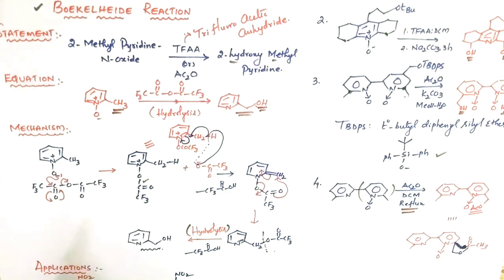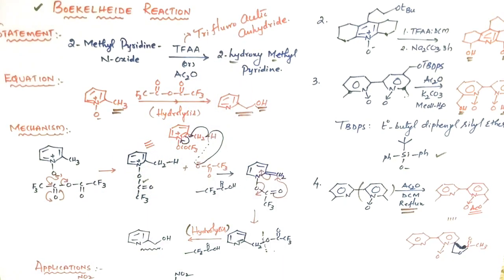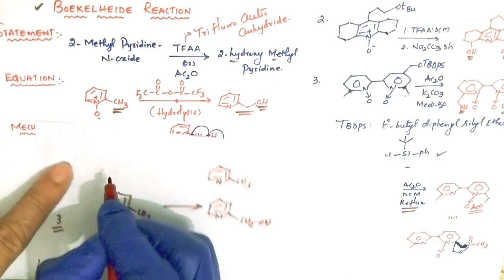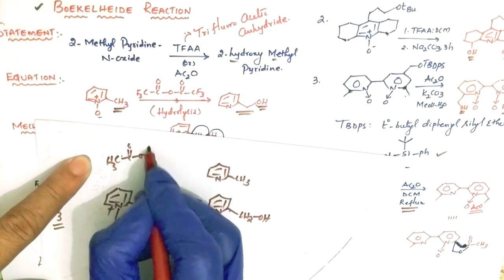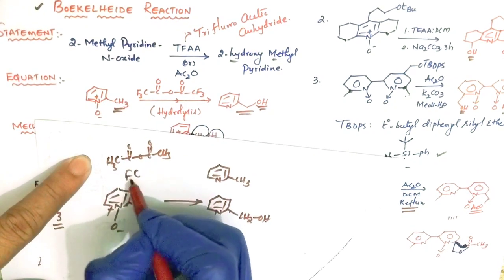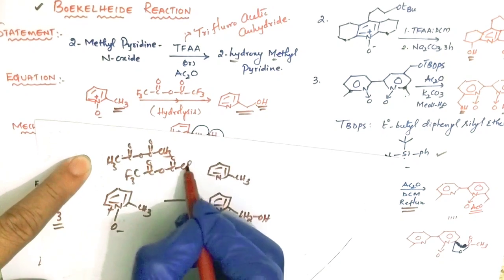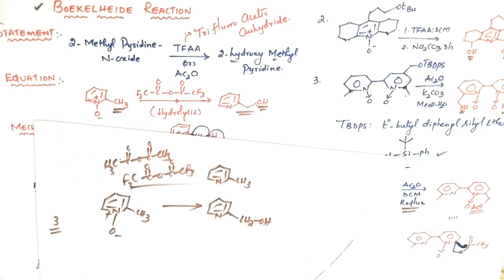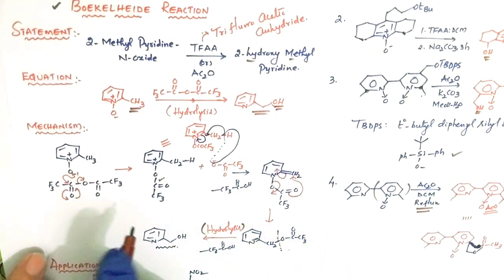So in this way, we need to convert the 2-substituted pyridine N oxide into its corresponding hydroxymethyl derivative by using acetic anhydride or trifluoroacetic anhydride. Acetic anhydride structure is CH3, C double bond O, O, C double bond O, CH3. Trifluoroacetic anhydride means C double bond O, CF3, so all hydrogens are replaced with fluorine atoms. Okay. So let's see the mechanism.